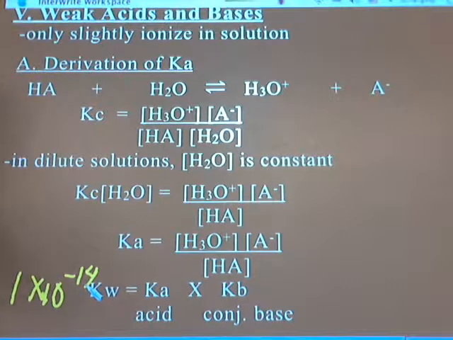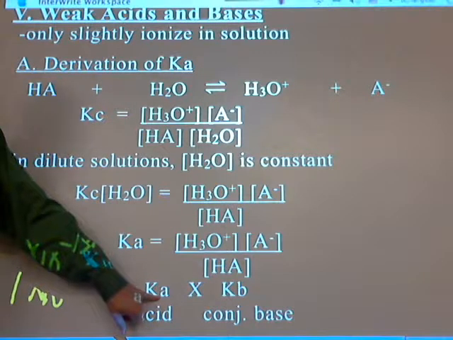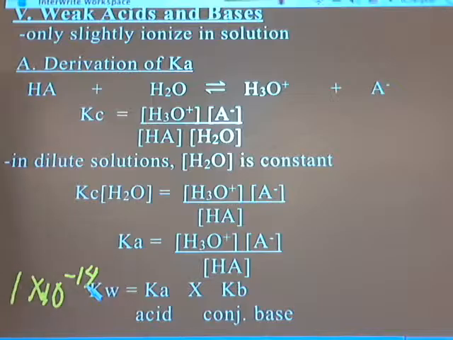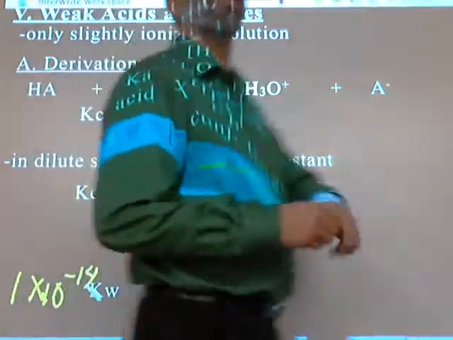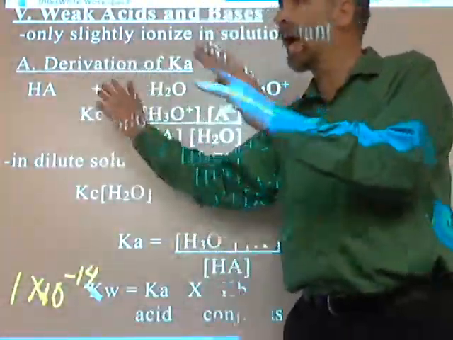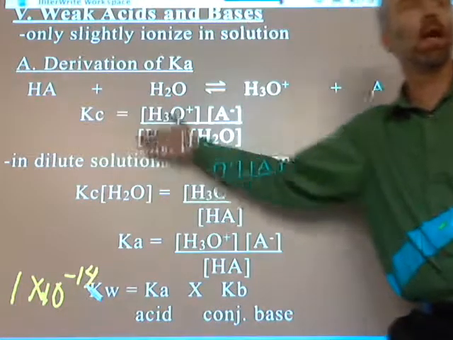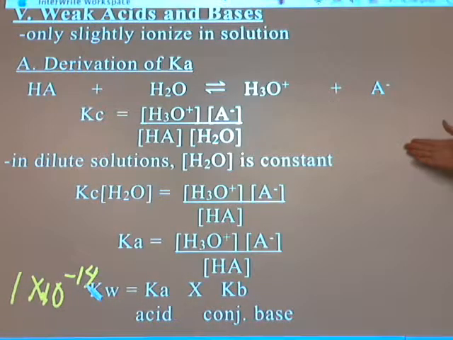Now hold on, watch. So if my Ka, for example, were 1 times 10 to the negative 4th, what will my Kb have to be? 1 times 10 to the negative 10th. In other words, the stronger the acid, the more he wants to go this way, the less that other guy, the conjugate base, is going to want to get his H back from water. You see, that kind of all makes sense.